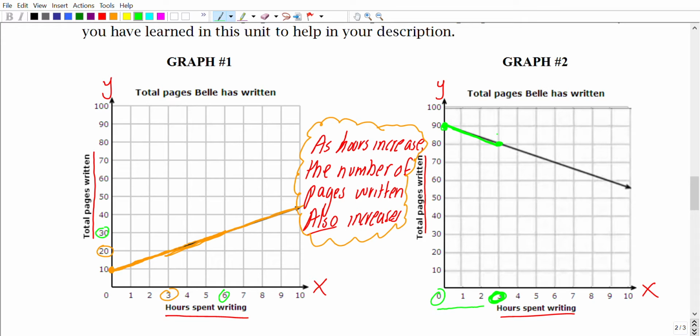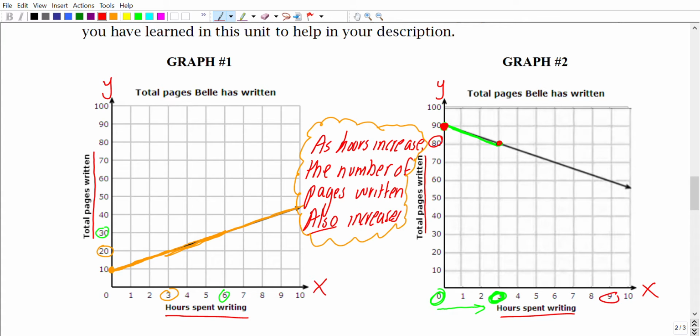So as I go from 0 hours all the way to 3 hours, how many pages do I have written now? Well, according to this, I started out with 90, and now that I got to 3 hours, I'm at 80. Well, how could that be? How could you write less pages? Or rather, at that point, it seems like you're deleting pages, right? You're not making any progress. In fact, you're going the exact opposite way. But let's see if that continues.